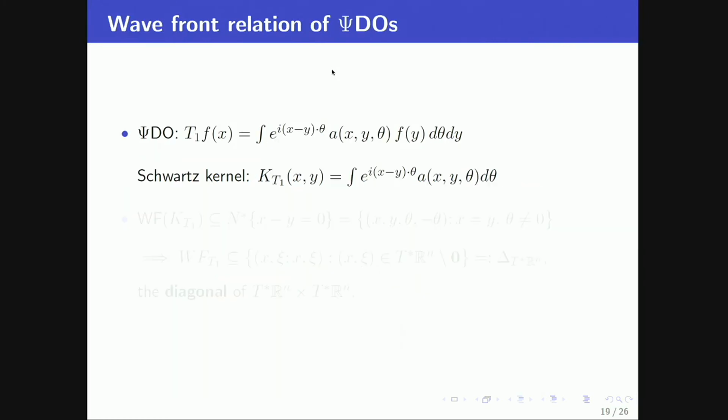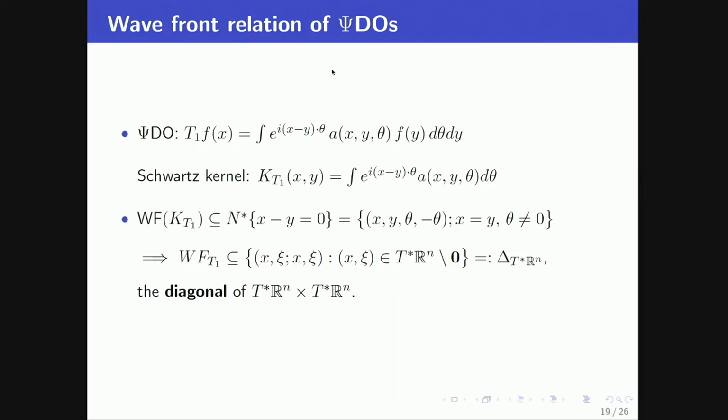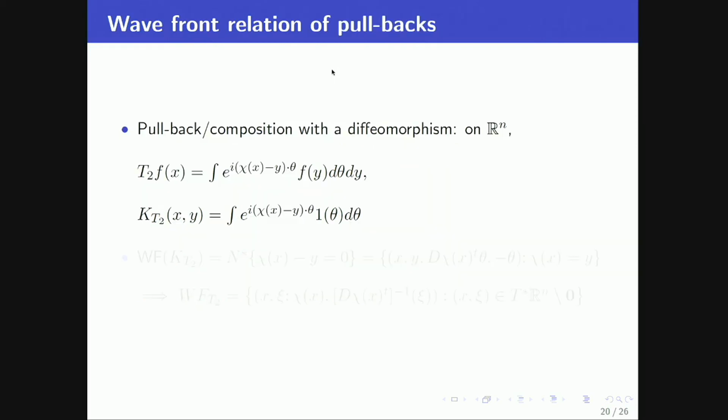Okay, so let me just wind up by quickly zipping through the wavefront relations for most of the operators we began with at the beginning. If you look at PSIDOs, then the Schwartz kernel of a PSIDO is given by this expression here, and since this is conormal for the diagonal x equals y in R^n cross R^n, or X cross X on a manifold, the wavefront relation is contained in the so-called diagonal relation.